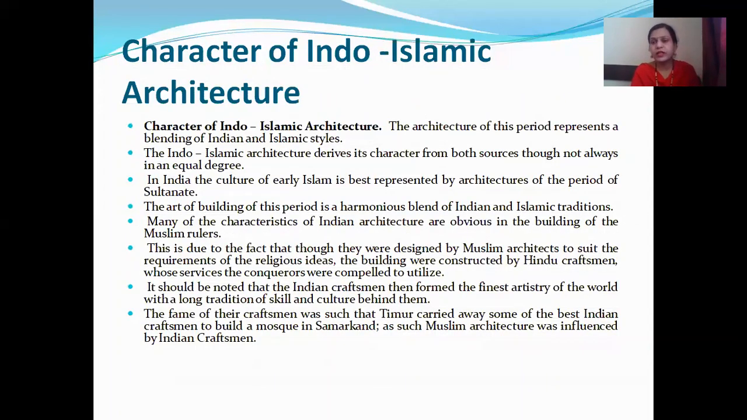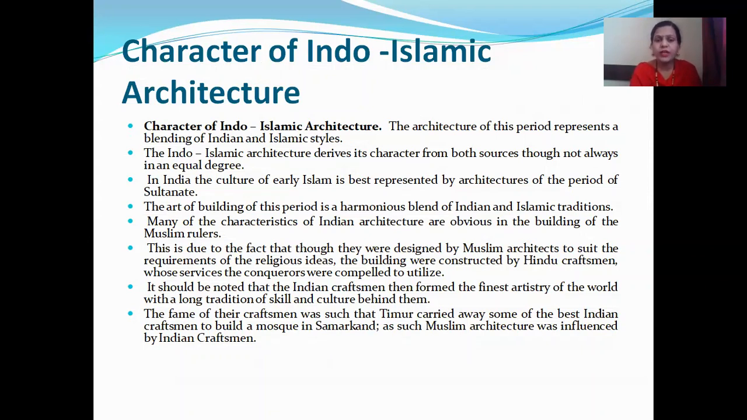What were the characteristics of this Indo-Islamic architecture? Actually, the architecture of this period represents a blending of Indian and Islamic styles. Indo-Islamic architecture derives its character from both sources, though not always in equal degree. In India, the culture of early Islam is best represented by the architecture of the Sultanate period. The art of building of this period is a harmonious blend of Indian and Islamic traditions. Many characteristics of Indian architecture are obvious in the buildings of the Muslim rulers.